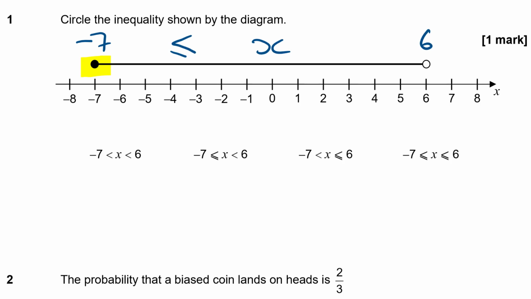At the other end of the scale we have an open circle. That indicates that number 6 is not included in the range. So we need to include a symbol like that. So x is strictly less than 6. So our answer is going to be this one.